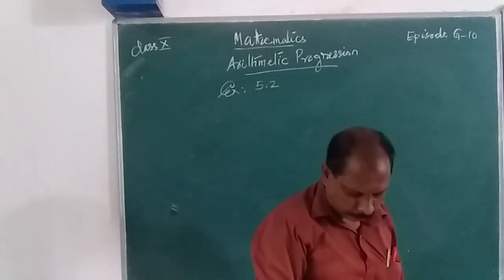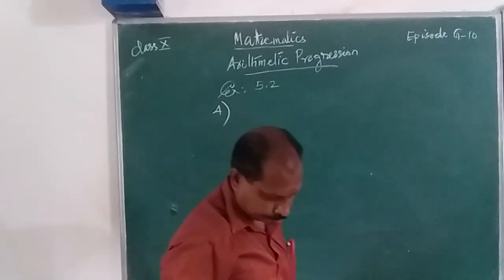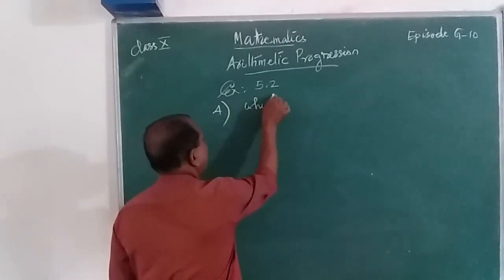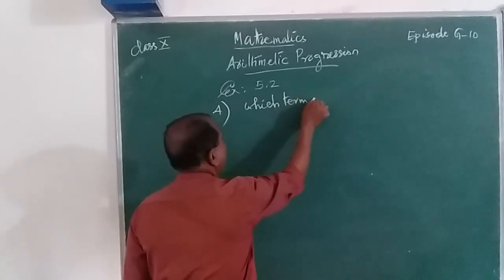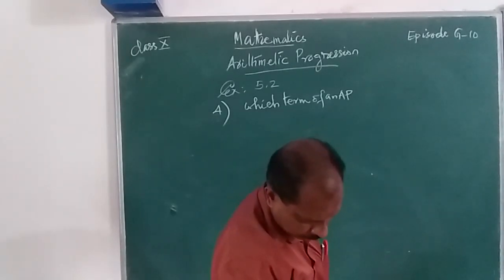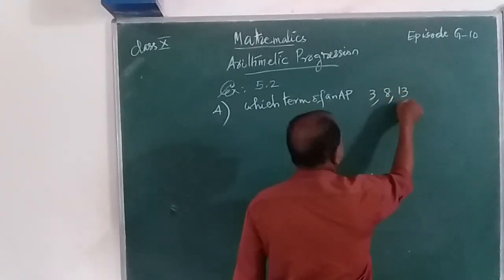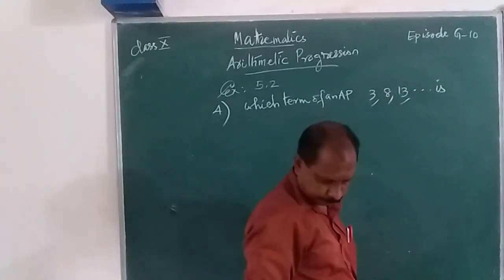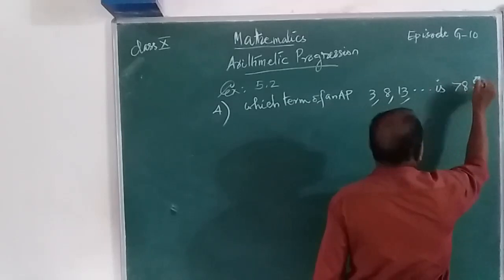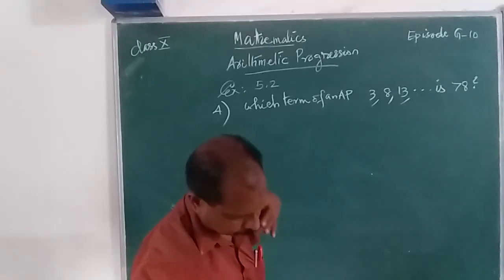Then the main question number 3. Question number 4. Which term of the AP 3, 8, 13, etc. is 78? That is the question. Okay.